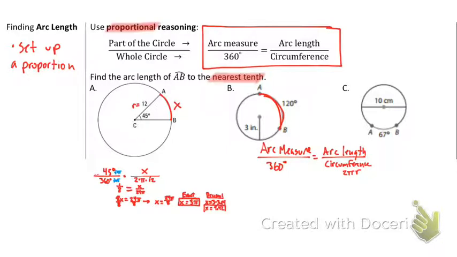All right, so let's fill this information in. So the arc measure is always in degrees. So what's the arc measure of AB? It's given to you right here. It's 120. So let's fill that in.